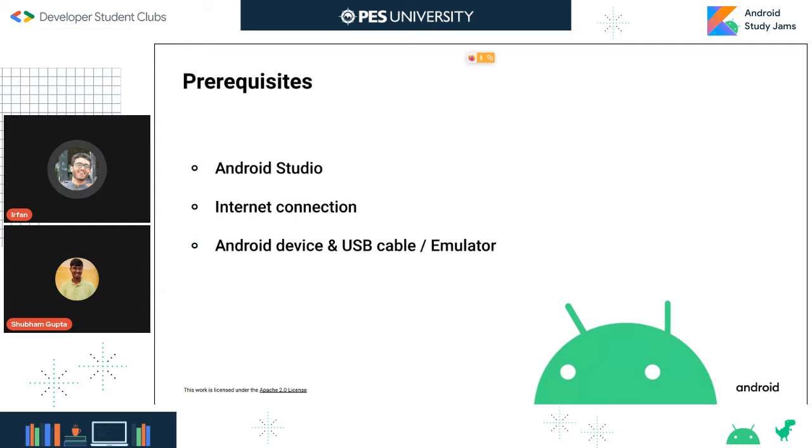Now, in order to go about this course, there are a couple of prerequisites that are needed. The first is that you need Android Studio installed and set up. You need an active internet connection, and an Android device and a USB cable or an emulator for running all the apps that we'll be building.